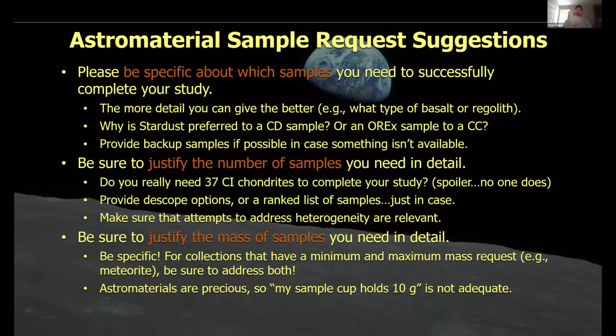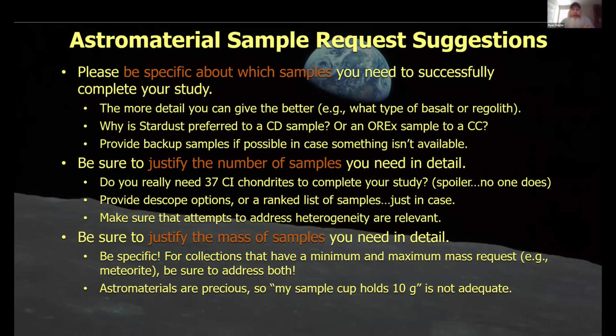Because if it's a small improvement for a large difference in mass, then that's less of a good case than if it's a large improvement in the data quality for a relatively small increase in mass. And astromaterials are precious. So a justification like, "Oh, my sample cup holds 10 grams, that's not adequate," if you're going to do some kind of spectroscopic work and you're like, "Oh, this is my normal cup, it holds 10 grams." Nope, that's not going to fly.